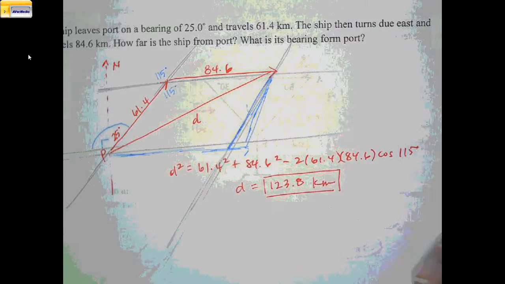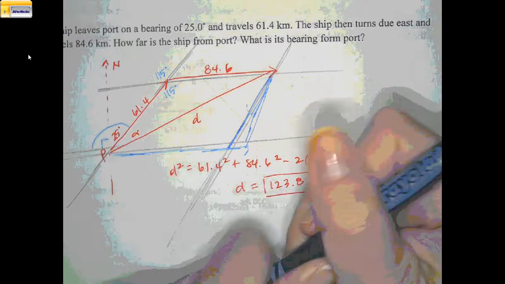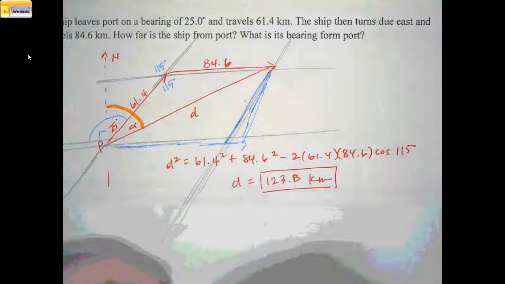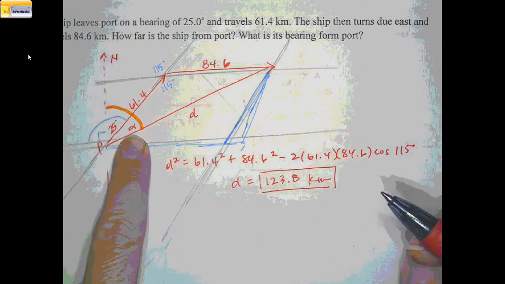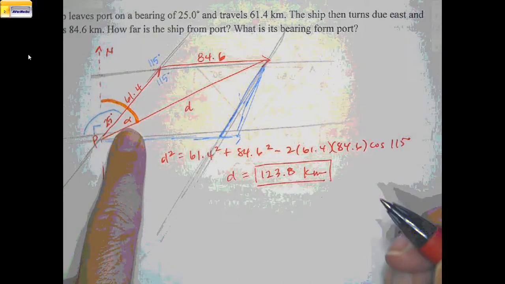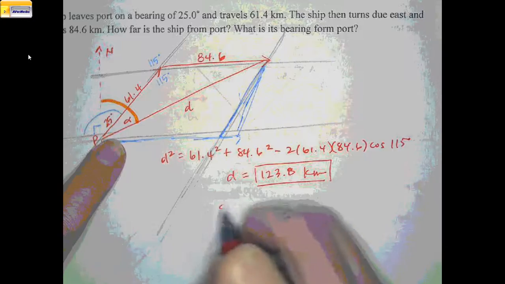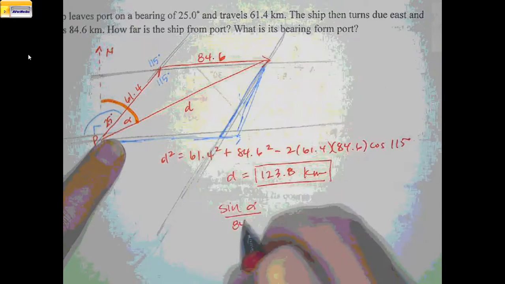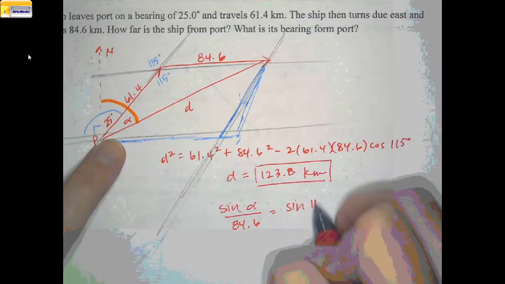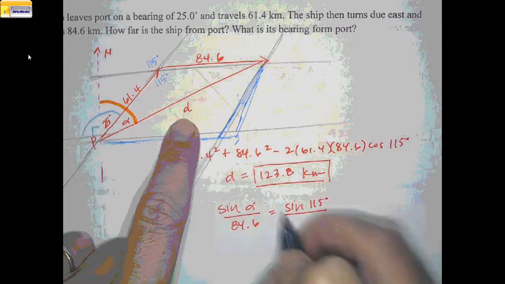So if we could find out alpha right here, then I probably could figure out the bearing, because the bearing is this orange one, right? So let's find out little guy alpha. How do we do that? How did we do it yesterday? Law of sines. So we say, okay, sine of alpha over, across from it is 84.6, equals sine of 115 degrees over, we know D, it's 123.8-ish.